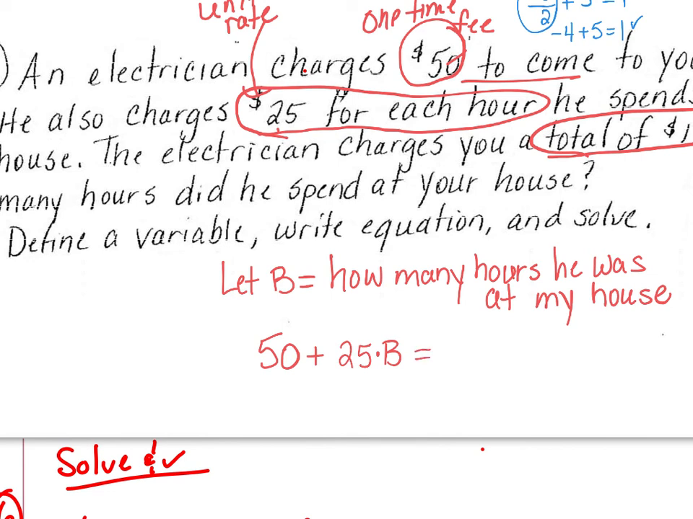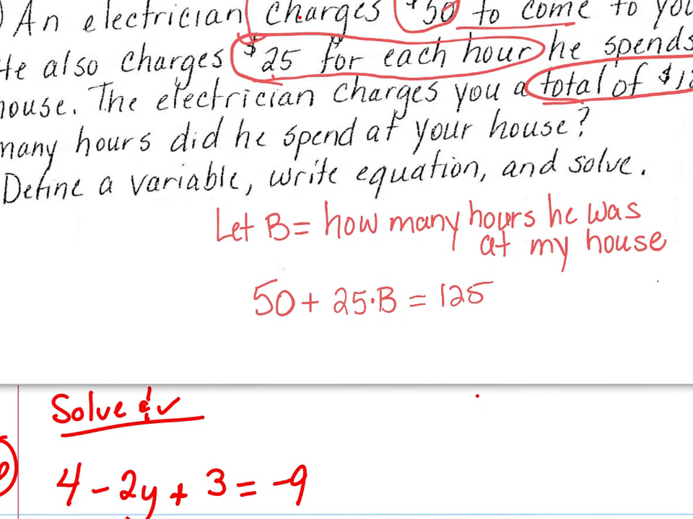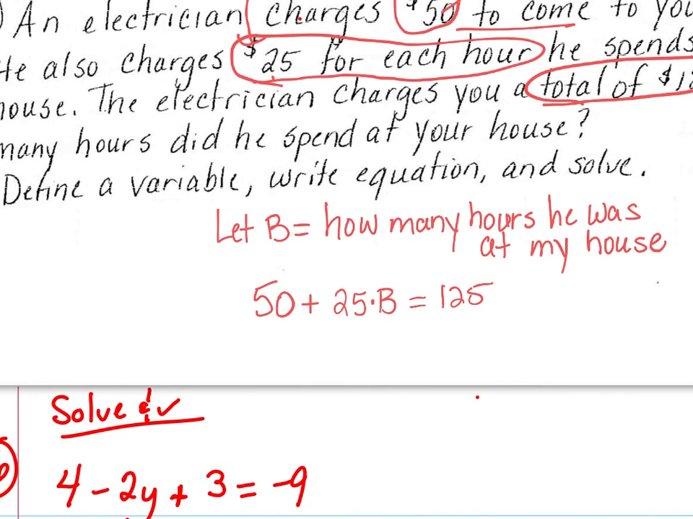And the total bill was $125? Yes. Okay, so now we have our equation. That's good. That wasn't hard, was it? Nope. Can I combine 50 plus 25B? Are they like terms? No. So I'm going to put my wall down. What are they doing to B?